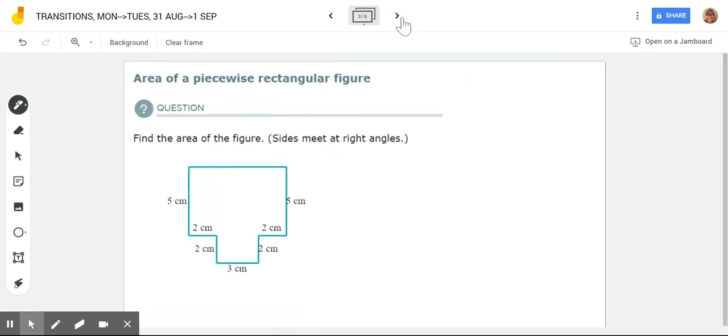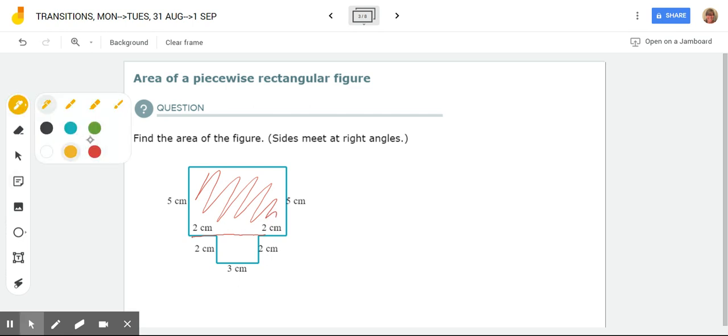Next. All right. In this kind of problem, they're called piecewise because you have to cut them into pieces. That's a real logical line to draw. And all you have to do is figure out what the area is of this rectangle and then add it to the area of that rectangle.